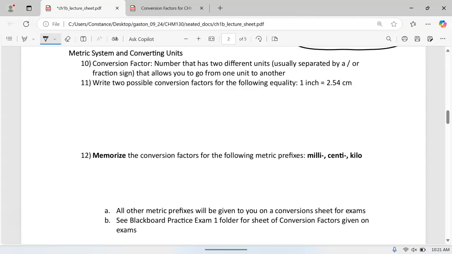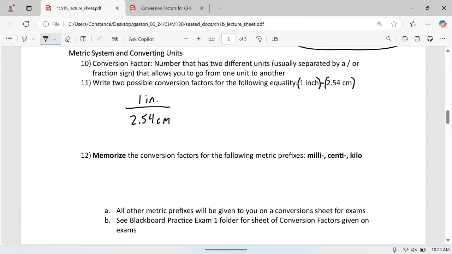Okay, so we're going to, in number 11, look at an equality and turn it into 2 possible conversion factors in a fraction form. So we're given 1 inch equals 2.54 centimeters. So there are always 2 ways that we can write conversion factors. We're going to have to keep everything that's on one side of the equality together. So that would be 1 inch, and I'm going to abbreviate inch as IN. That would go on top, and then on bottom would go the other side of the equality, which would be the 2.54 centimeters.